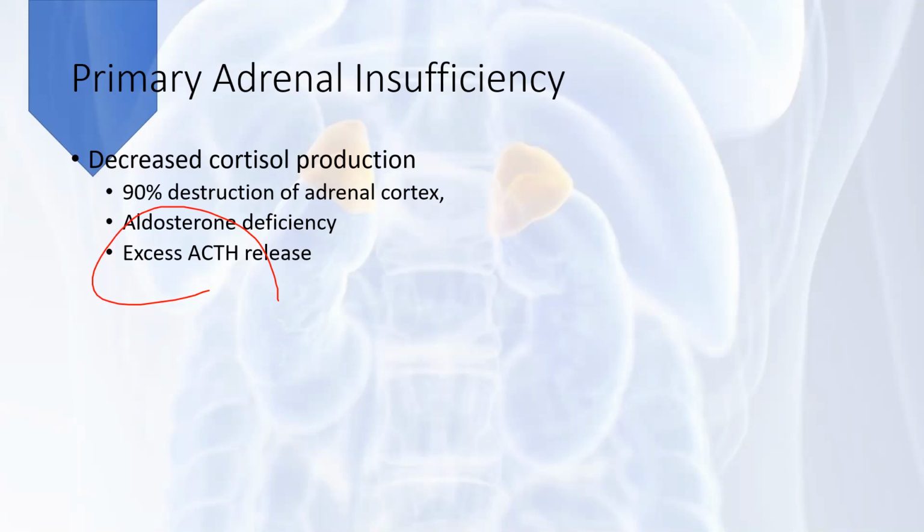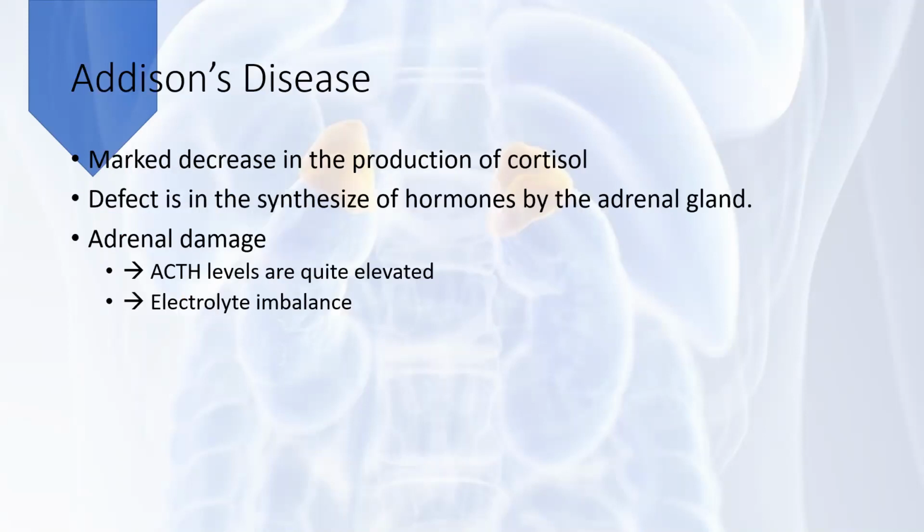Now, primary adrenal insufficiency is correlated with what we call Addison's disease. Addison's disease is an endocrine problem wherein there is a decreased production of cortisol. Okay. Addison's disease is a defect in the synthesis of hormones by the adrenal gland. Bakit? There is a damage. ACTH level is quite elevated, no? And electrolyte imbalance. This adrenal damage can lead into electrolyte imbalance and elevated ACTH.